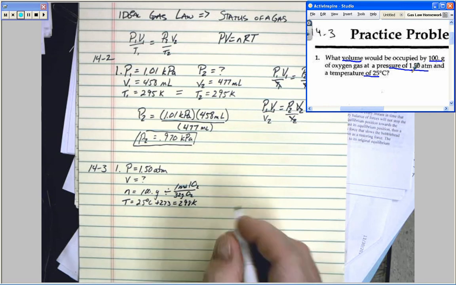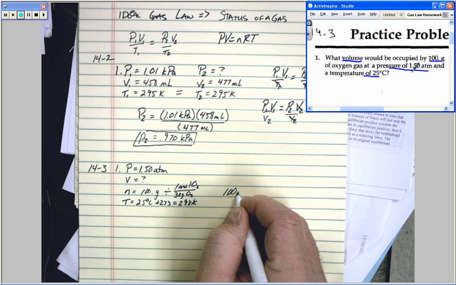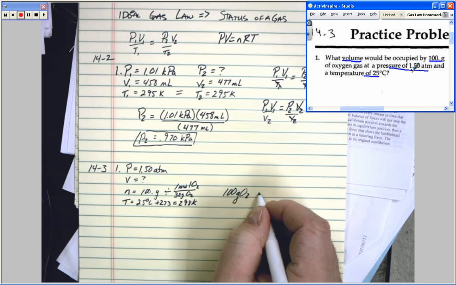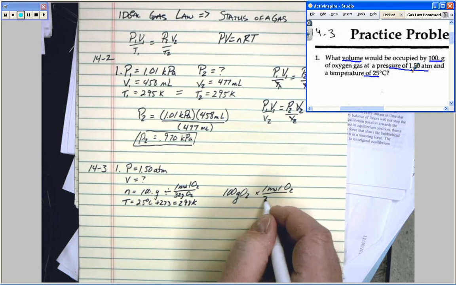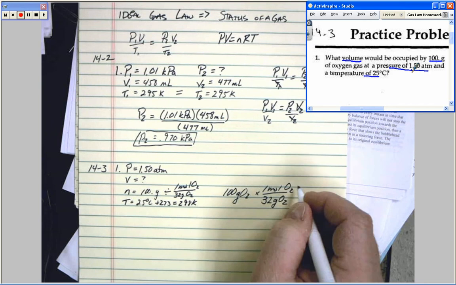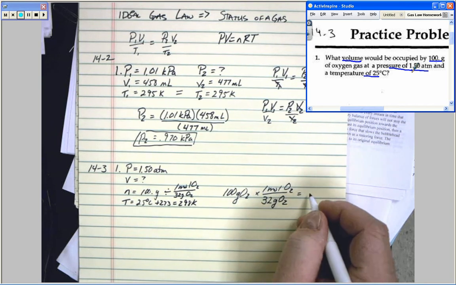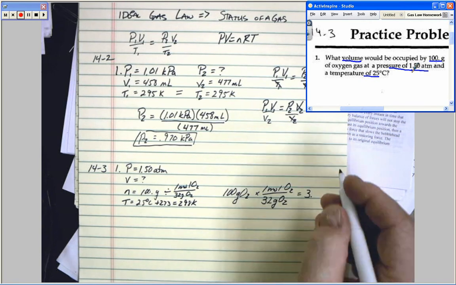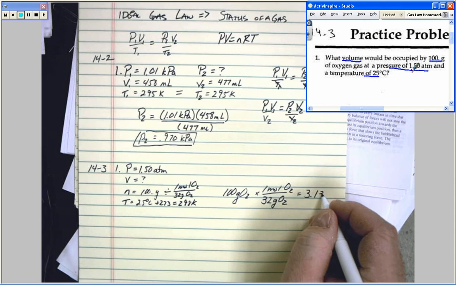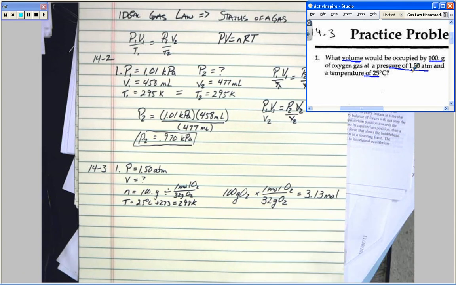32 grams. I'll write this bigger. So, 100 grams of O2 times 1 mole of O2 over 32 grams, and that's going to be about 3.125, so 3.13 moles. 3 sig figs. Come on, Ahmad. Alright.